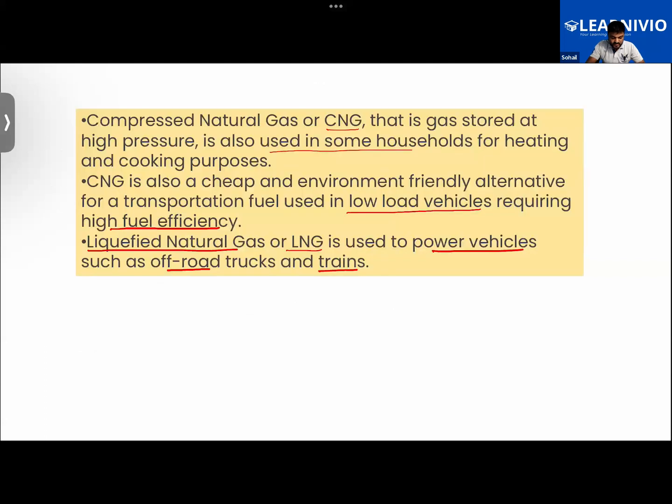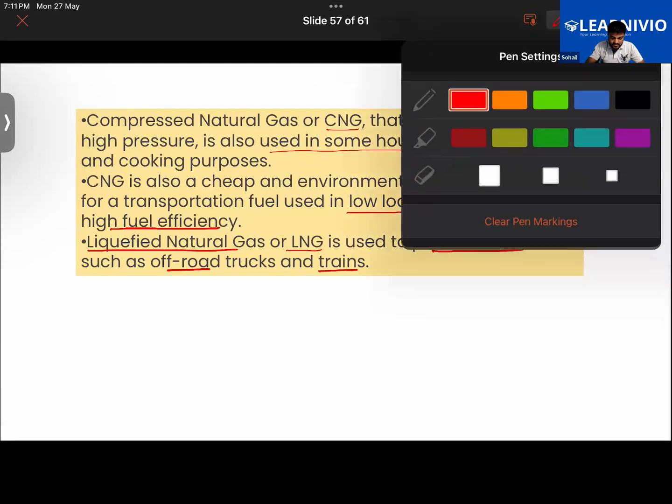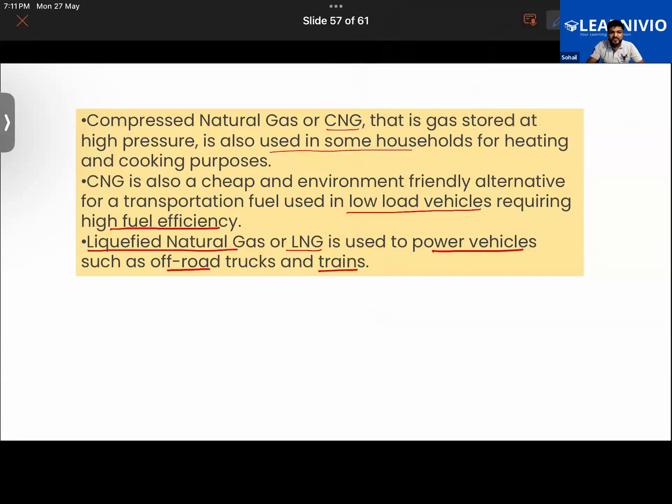We are going to learn about one important thing: what are the advantages of using natural gas or compressed natural gas. Advantages of using natural gas slash compressed natural gas. Okay, let us discuss this together.